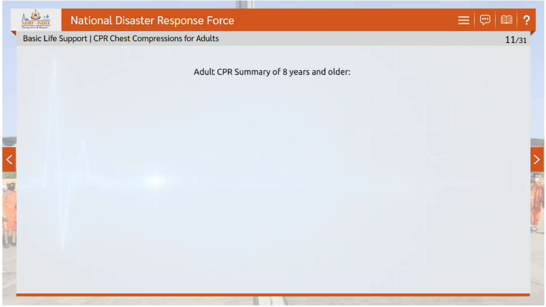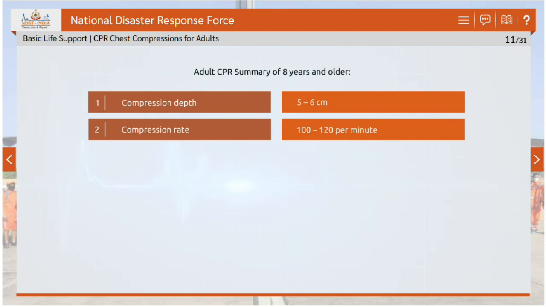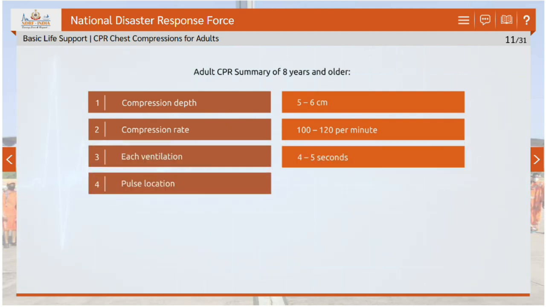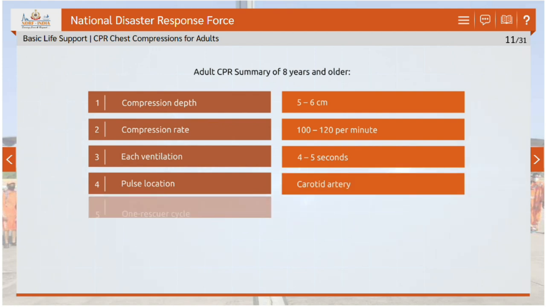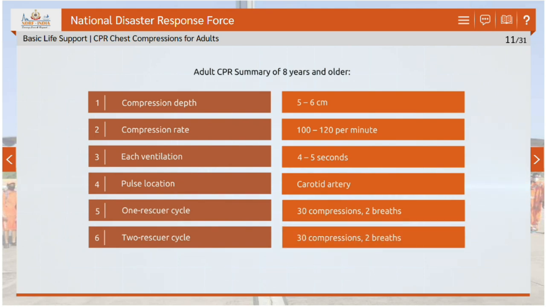Here, you can see the adult CPR summary of 8 years and older. Compression depth 5 to 6 centimeters. Compression rate 100 to 120 per minute. Each ventilation 4 to 5 seconds. Pulse location, carotid artery. 1 rescuer cycle, 30 compressions, 2 breaths. 2 rescuer cycle, 30 compressions, 2 breaths.